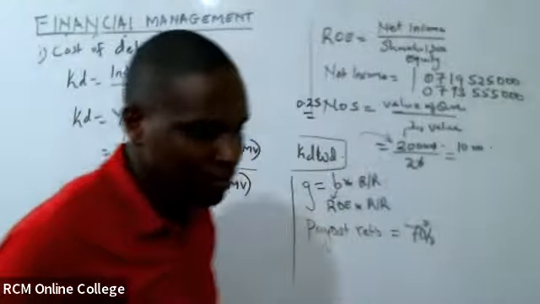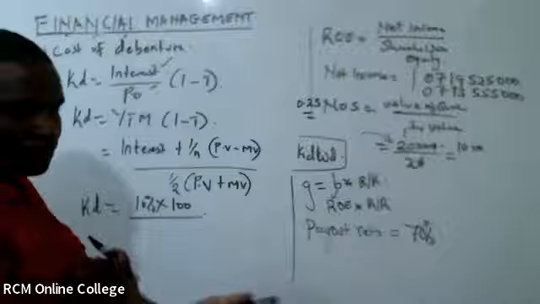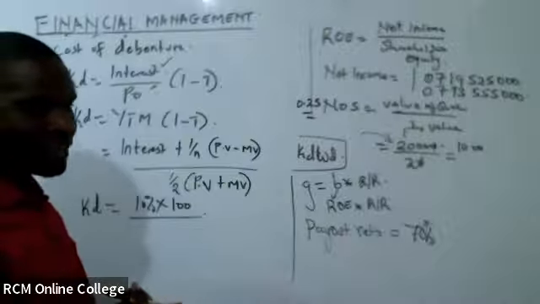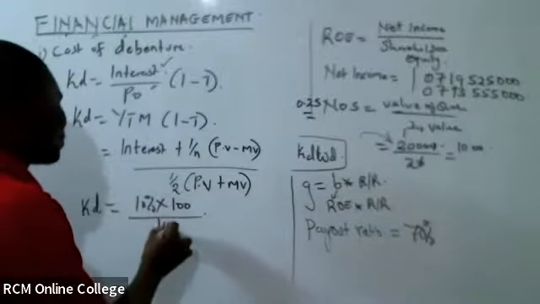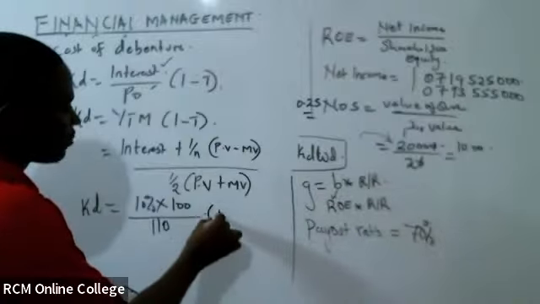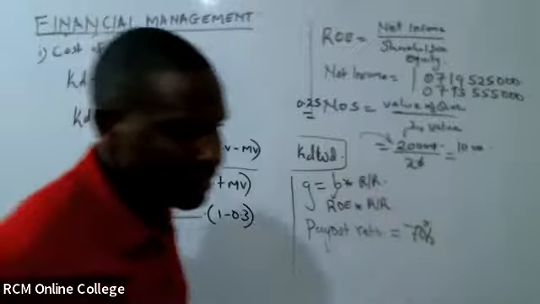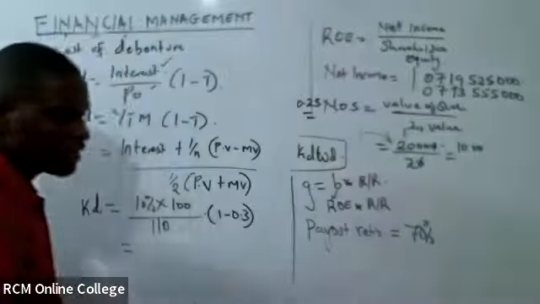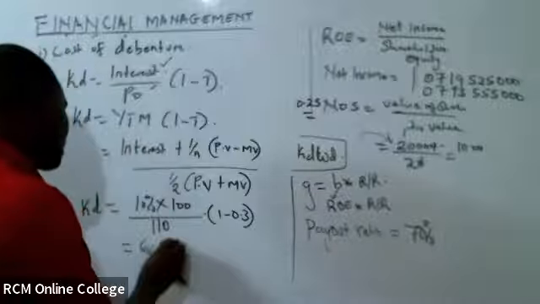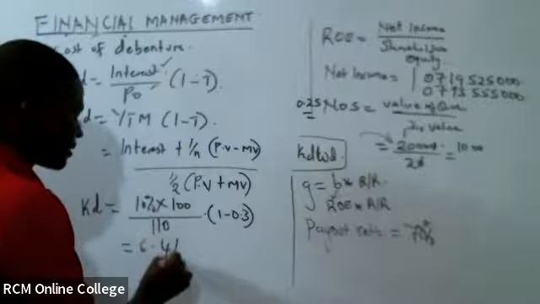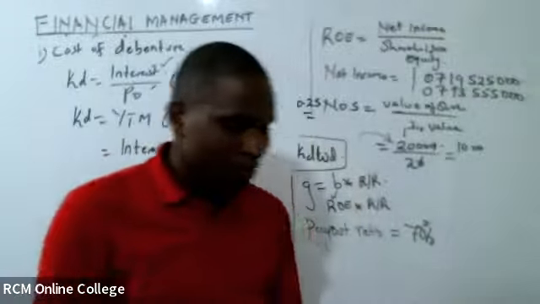What is the current market price? Just check the additional information. They have told you it is 110% of par, which will give you 110, and then you adjust for tax, which you were told is 30%. So can you give me the KD? People are getting a KD of 6.4%.